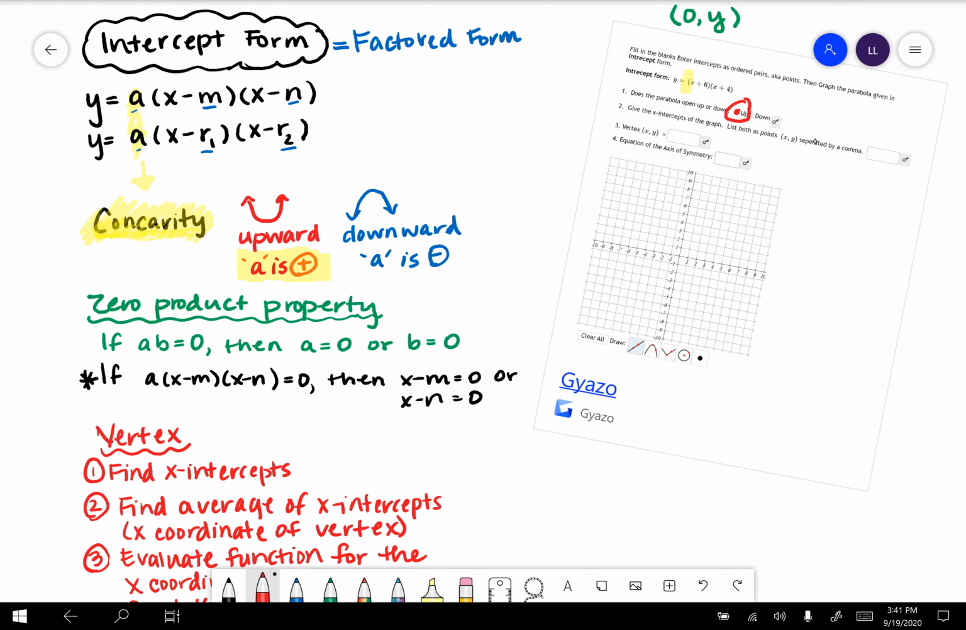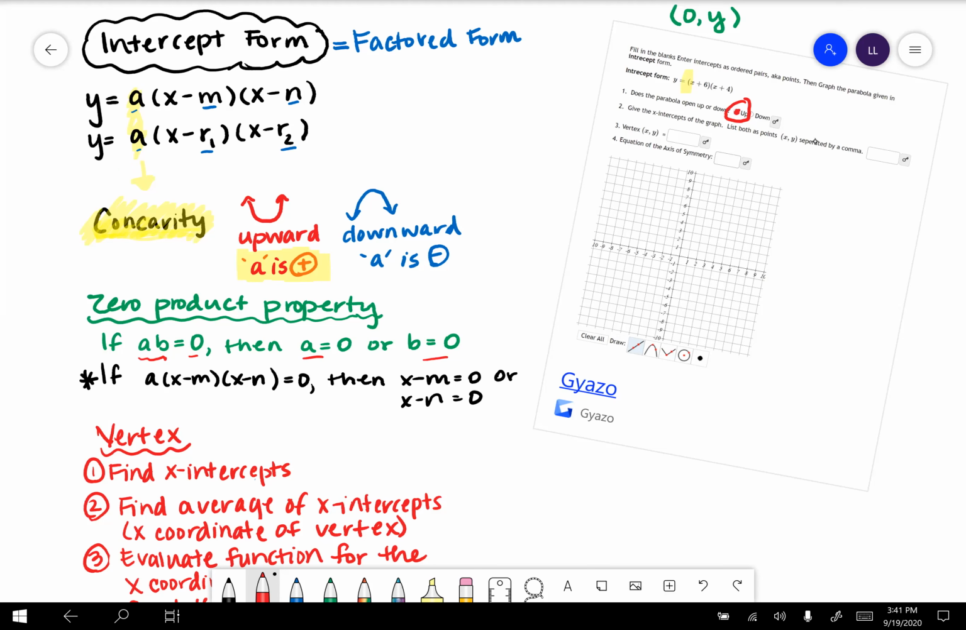Given the x-intercepts of the graph, list both points separated by a comma. Okay, so I have my factored form here, and I simply need to solve for the intercepts. The way I do that is using the zero product property. The zero product property says if I have two factors that when I multiply them together give me 0, then that means one of the factors is 0. Either a is 0 or b is 0.